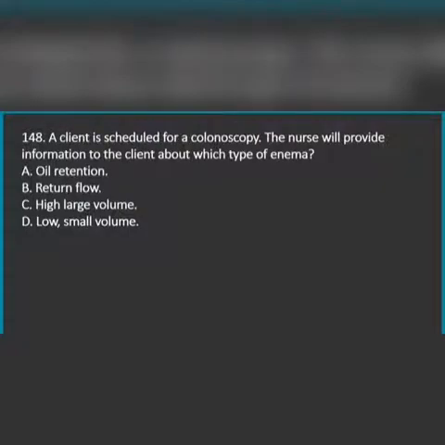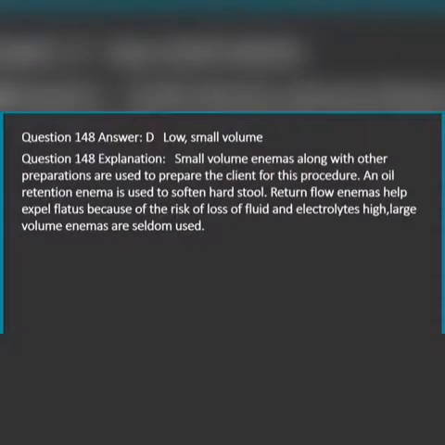The nurse will provide information to the client about which type of enema. A. Oil retention. B. Return flow. C. High, large volume. D. Low, small volume. Question 148. Answer, D. Low, small volume.